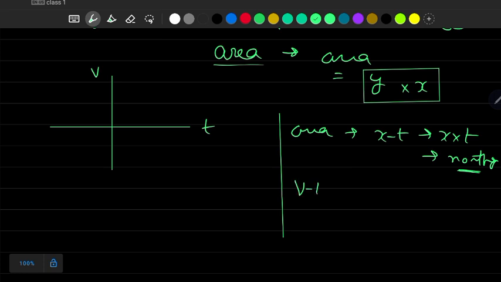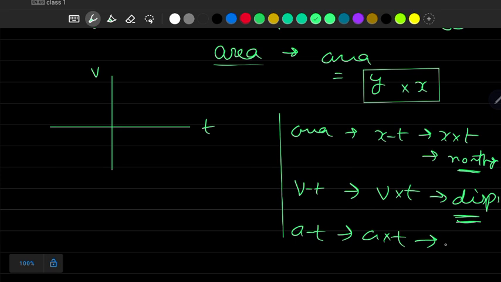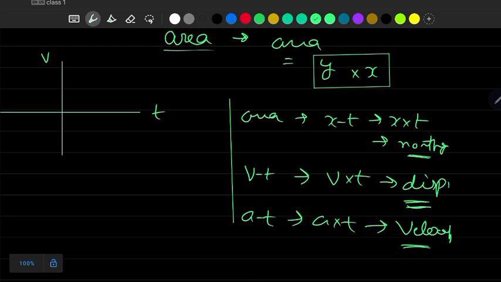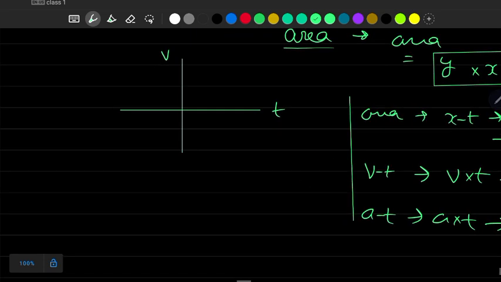Okay, what does the area of a vt graph give us? We know that area means y into x, so it means velocity into time. Velocity into time is displacement, so it will give us displacement. What does the area of an at graph give us? Simply multiply a with t, acceleration into time, which is velocity, or change in velocity. So this thing we have to keep in our mind.